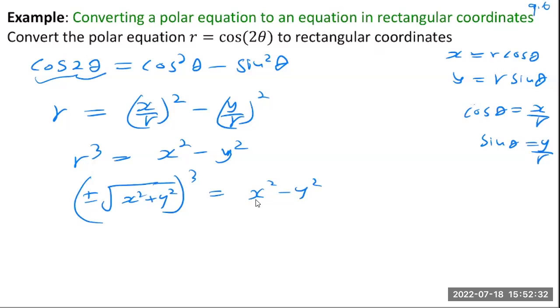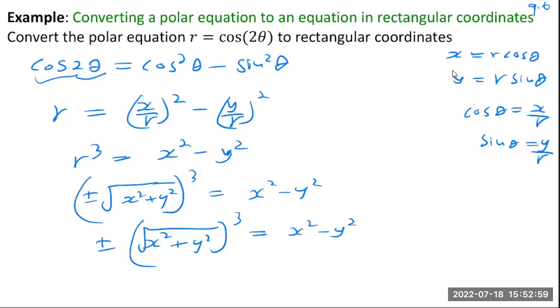This is the Cartesian equation. And of course, since you have an odd power here, you can pull this plus or minus outside. So you get plus or minus the square root of x squared plus y squared, to the power 3, is equal to x squared minus y squared. This is the Cartesian equation corresponding to the given polar equation. That completes that example.